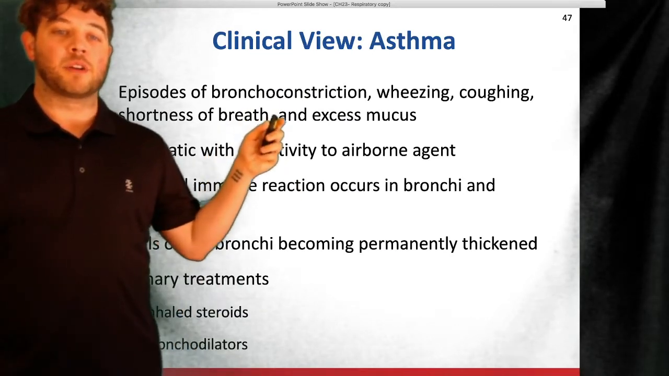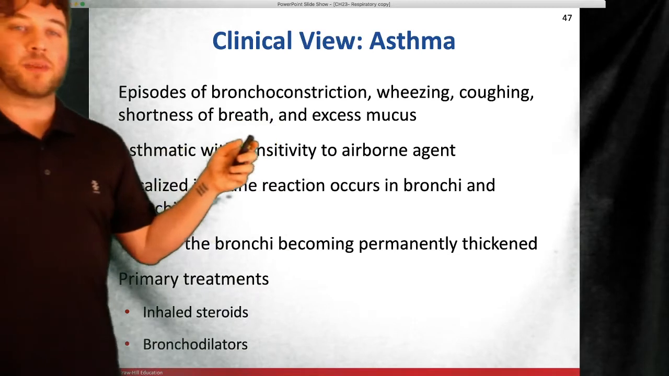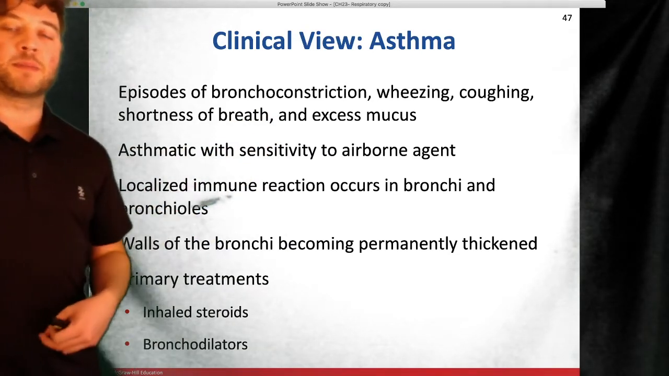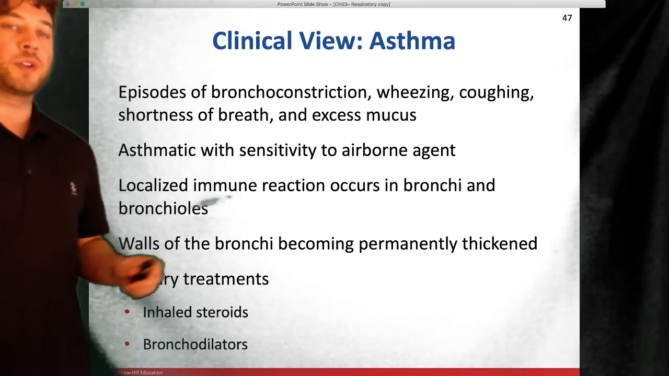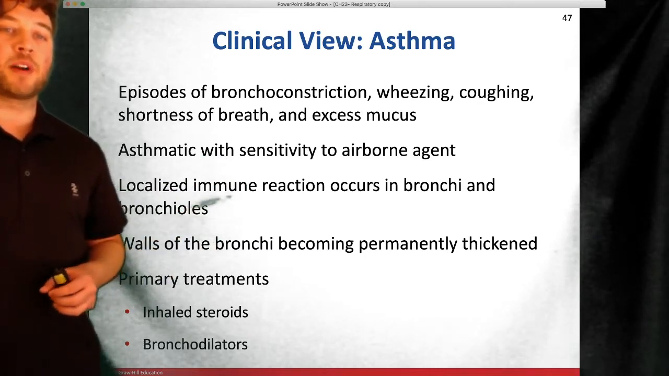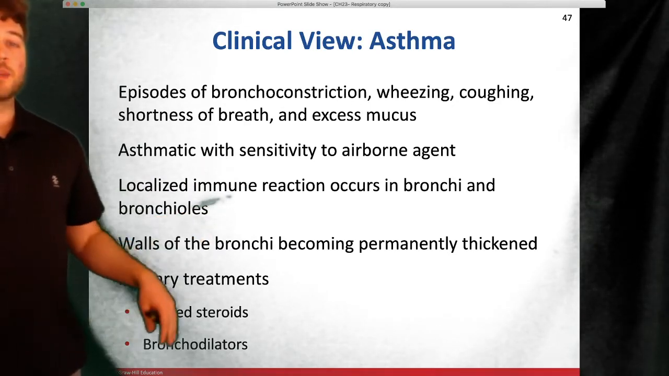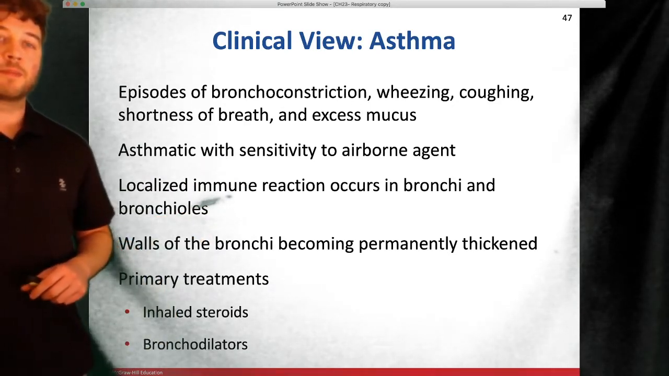Asthma is episodes of bronchoconstriction, wheezing, coughing, shortness of breath, and excess mucus. Asthmatics have a sensitivity to some type of airborne agent. A localized immune reaction occurs in the bronchi and bronchioles. The walls of the bronchi become permanently thickened. Steroids and bronchodilators can be treatments for it.